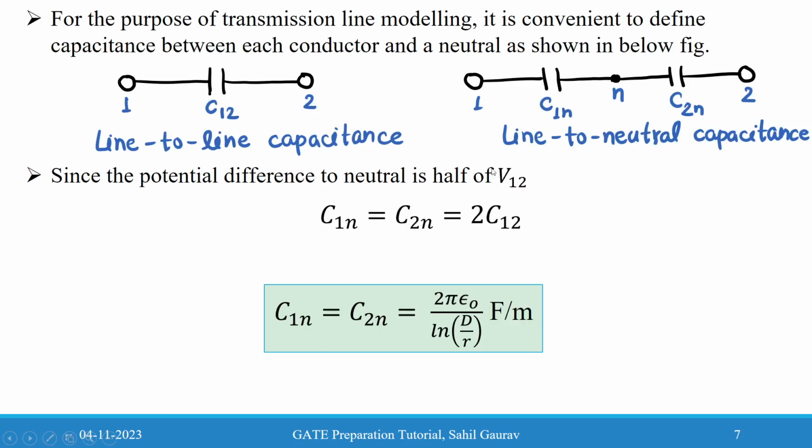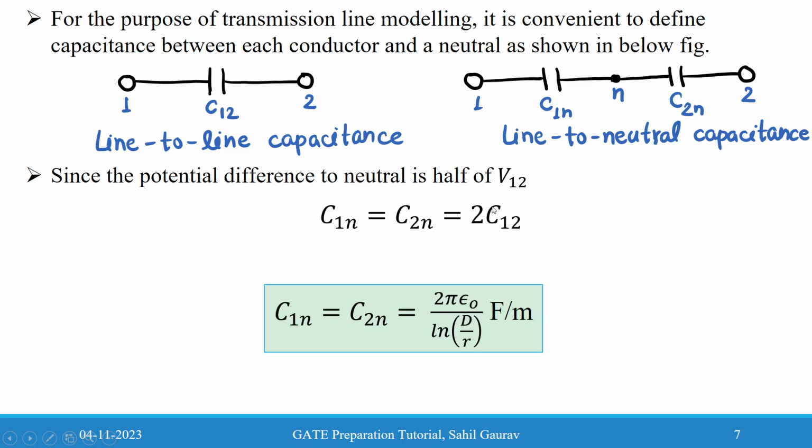Now if we want to find the line to neutral capacitance, how can we find it? We all know this is very important for transmission line modeling. Having found the line to line capacitance, there must be some point where the electric field intensity goes to zero, and at that point the potential will be zero. We represent this as the neutral point, and the potential difference to neutral is half of V1 V2.